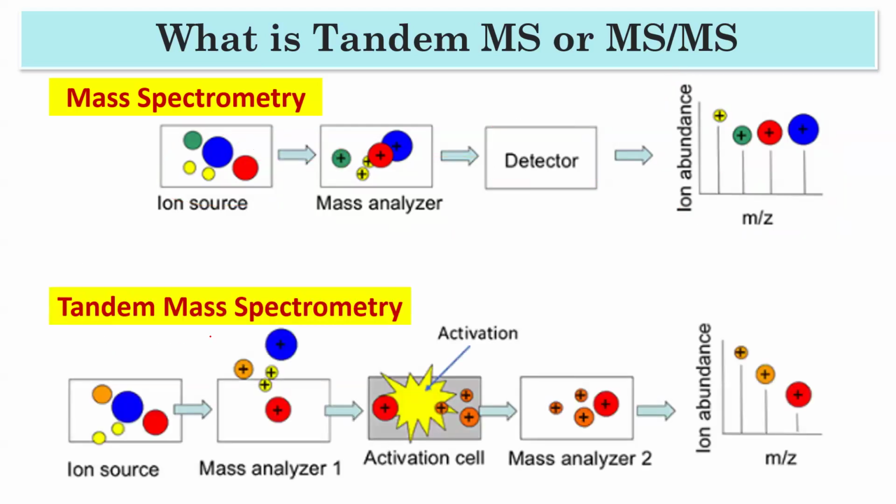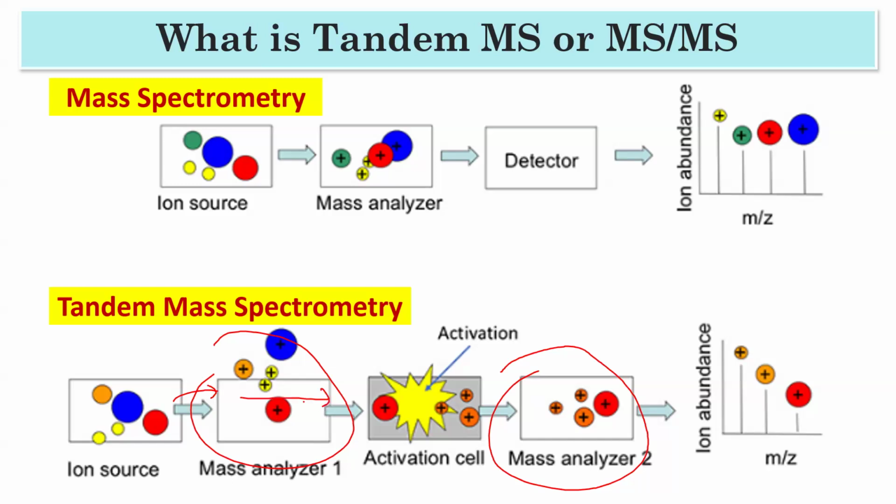What's happening in tandem? In tandem, you have an ion source. This is very important, please understand. You have a first mass analyzer. You get all of them ionized, and then you send them on. You see, you have two mass analyzers. In a tandem mass spectrometry, you have two.